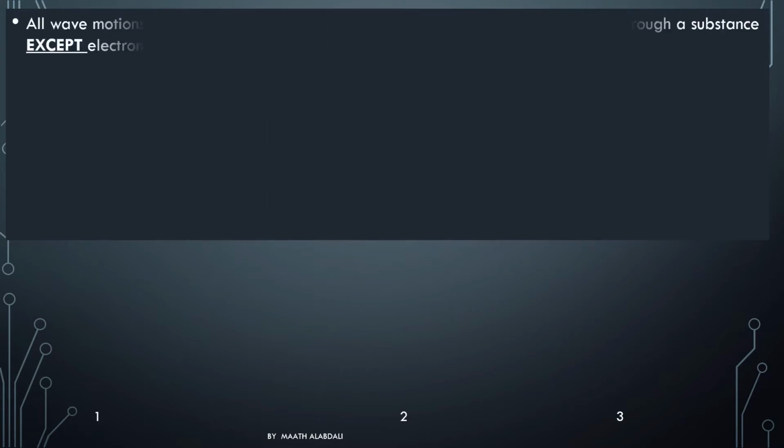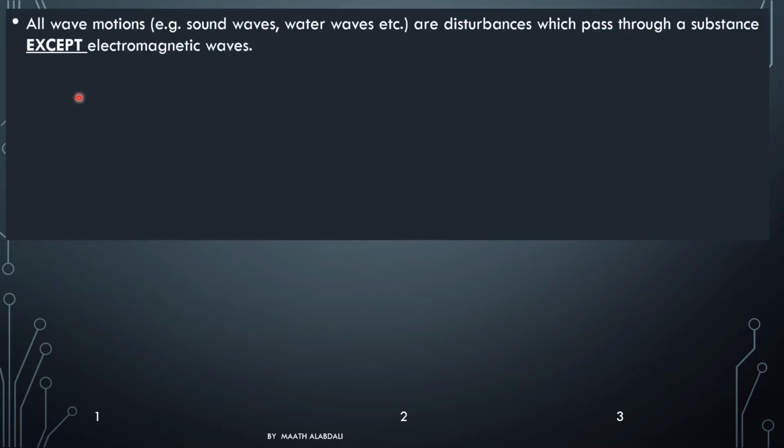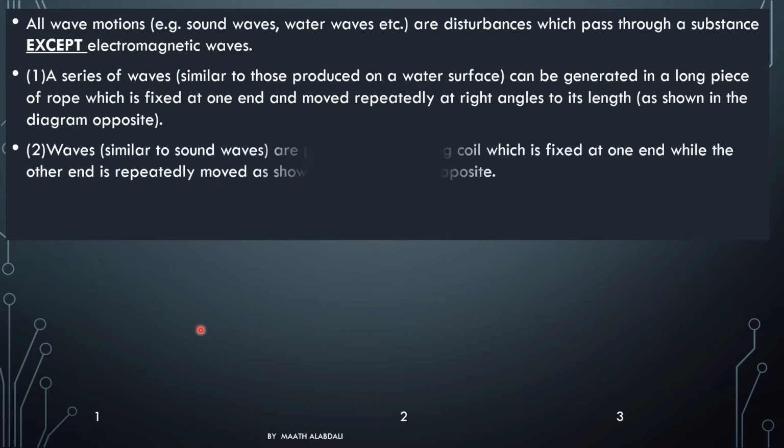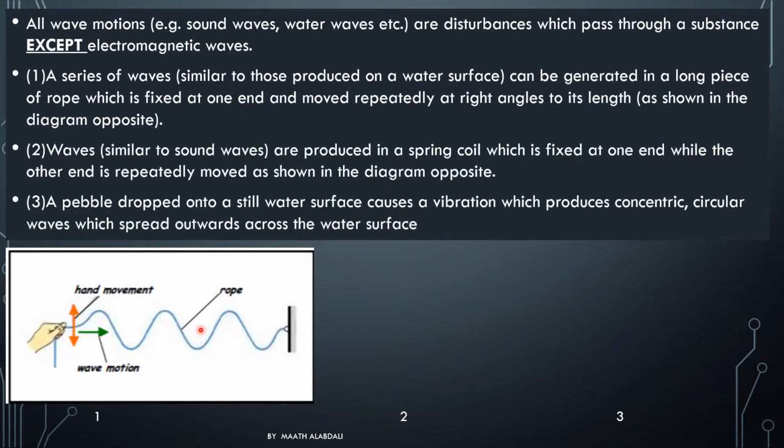Okay, so all wave motions, from sound waves to water waves, are disturbances which pass through a substance, apart from the electromagnetic waves. A series of waves similar to those produced on a water surface can be generated in a long piece of rope which is fixed at one end and moved repeatedly at right angles to its length, as shown in the diagram. So that's the first example.